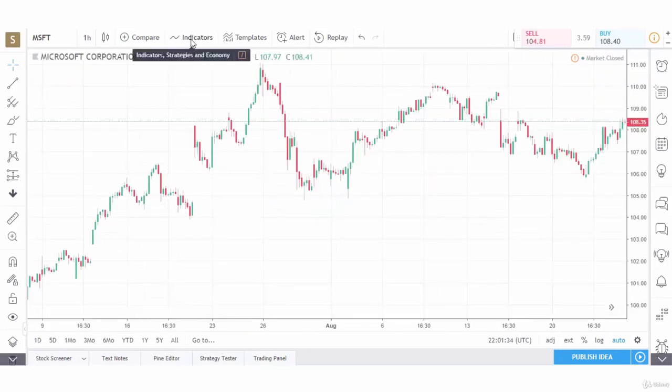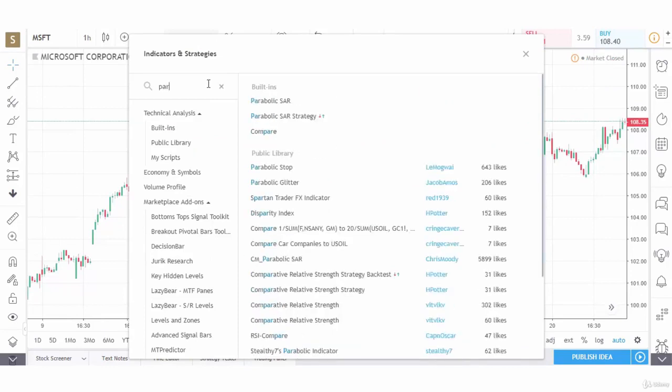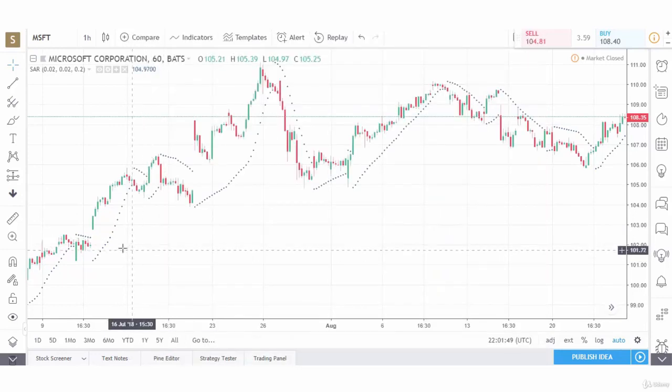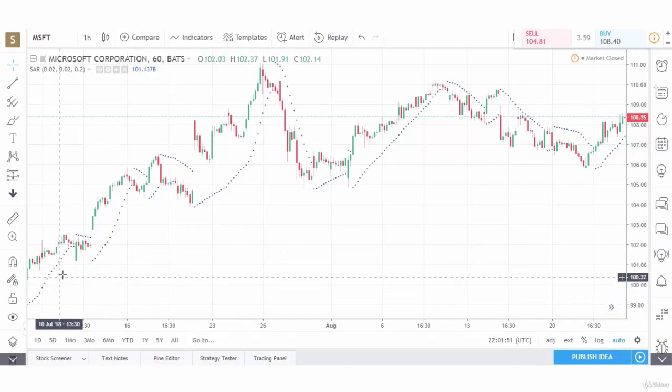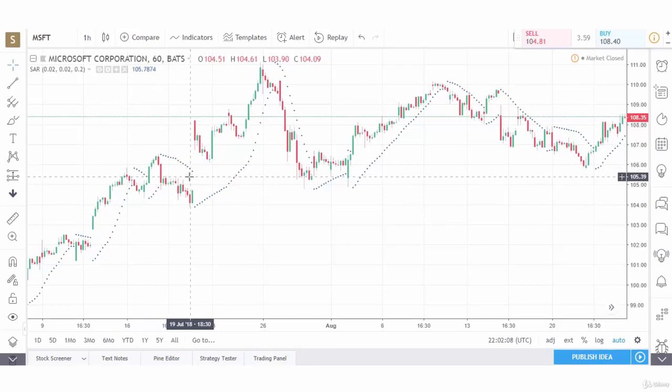And at the top, we're going to click on indicators. We're going to type in PAR. We see the parabolic SAR here. Click that. Close this box. And we see the parabolic SAR as the stock is moving up. You can see the dots are underneath of the price. And then as there are pullbacks in the stock, you'll see the dots shift to above the price. Since we know the stock is in a bullish pattern, we're only going to be trading the long side.